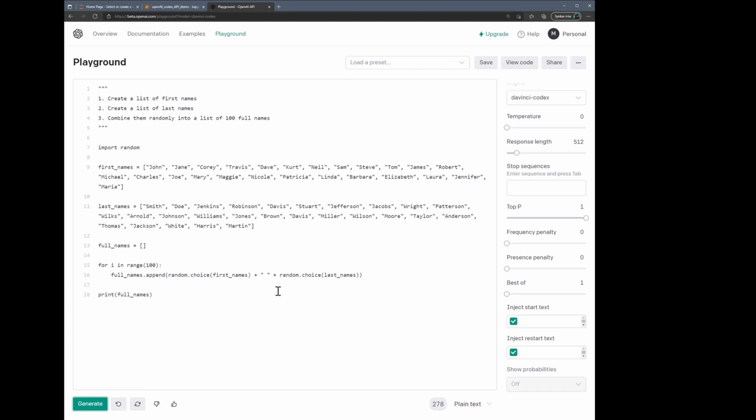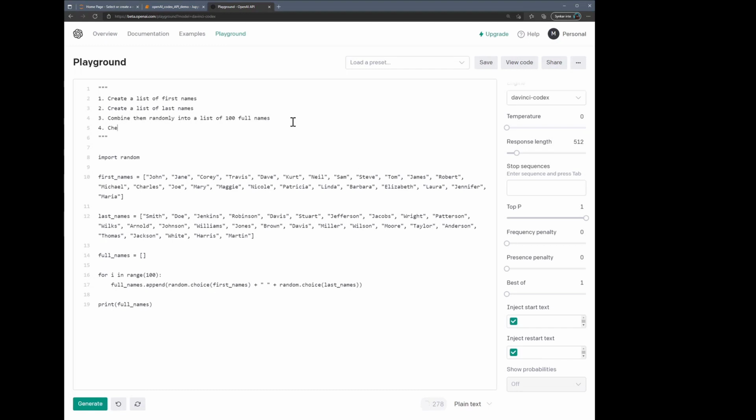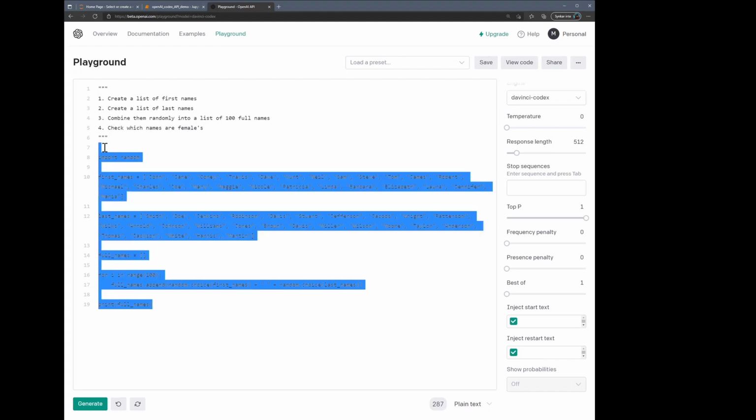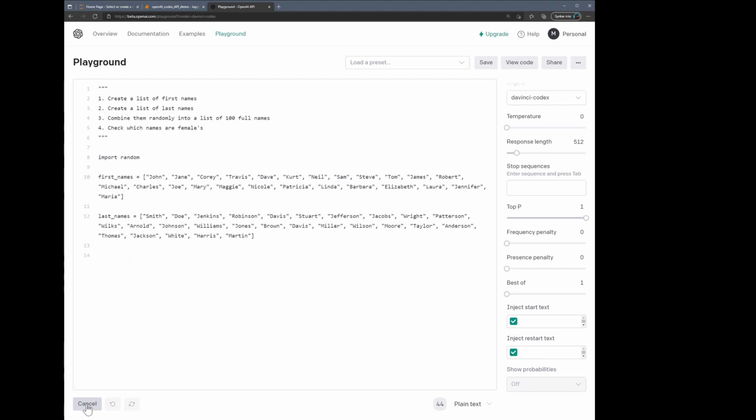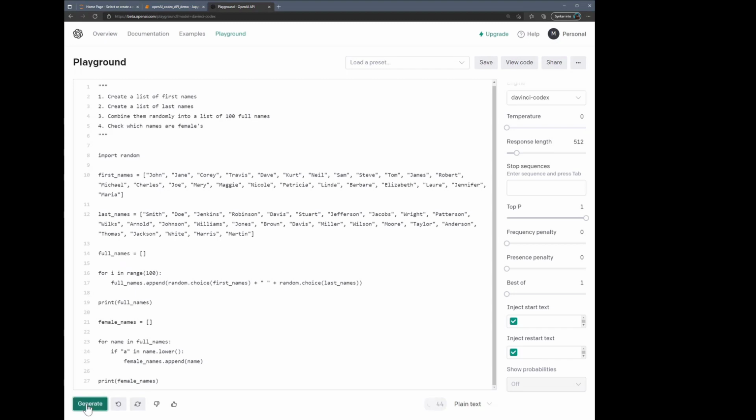Now, that's a cron example. Let's see if it really understands what I'm trying to do. So let's see if we can check which names are female. I prepared those examples before, so I'm reading from my script on the side, in case you wonder. So let's see if it generates something. Well, yeah. You see, it suddenly added one more piece of code, a list of female names.